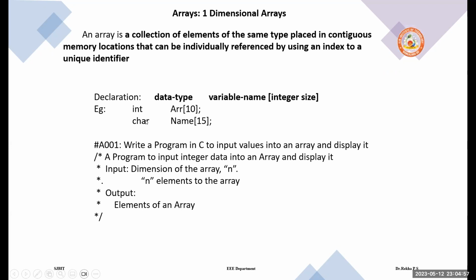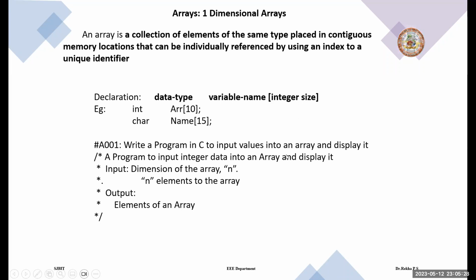Similarly, you can declare an array of any data type. I have also shown it for char. The name of the variable is name, N-A-M-E, and it has the size 15. Similarly, you can create an array of type float followed by the variable name, and you have to specify the size of that array. This is called single-dimensional array declaration.